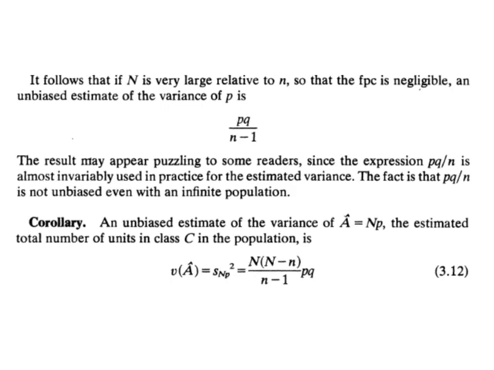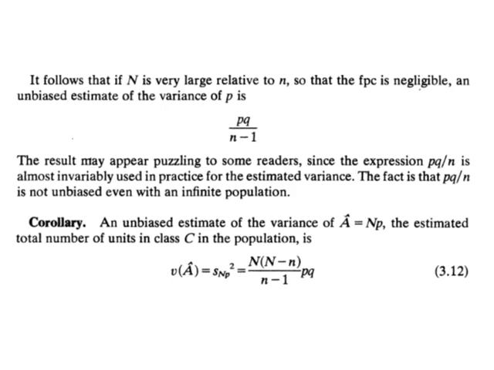It follows that if capital N is very large relative to small n, so that the finite population correction is negligible, an unbiased estimate of the variance of p is p q over n minus 1. Remember to check whether the population is finite or infinite first before substituting in your equation. The result may appear puzzling to some readers, since the expression p q over n is almost invariably used in practice for estimated variances. The fact is that p times q over n is not unbiased, even with an infinite population.